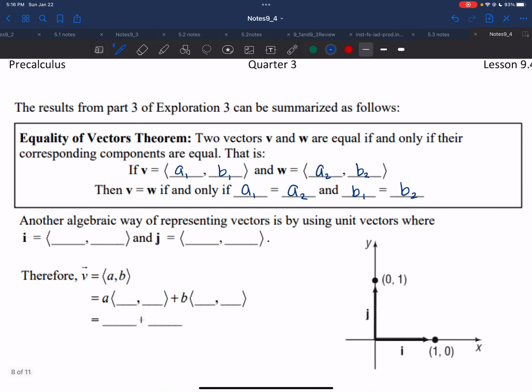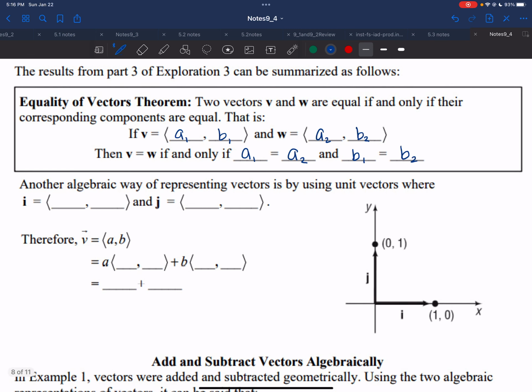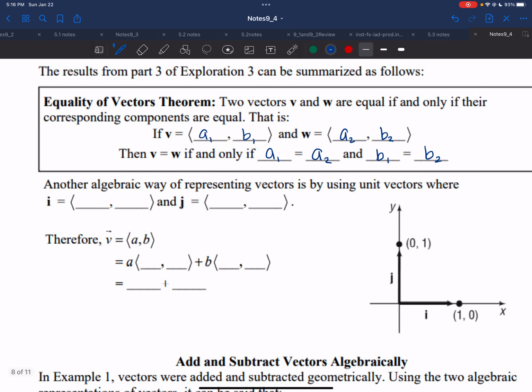All right. We're going to complicate things just a little bit. Unit vectors. Another algebraic way of representing vectors is by using unit vectors, where i, our unit vector for x, is going to be (1, 0). And quite often we'll see i hat, not just i, because the i hat represents a unit vector. And then j, and again, sometimes we'll see the version j hat. That's how I learned, so if I write it that way, that's why.